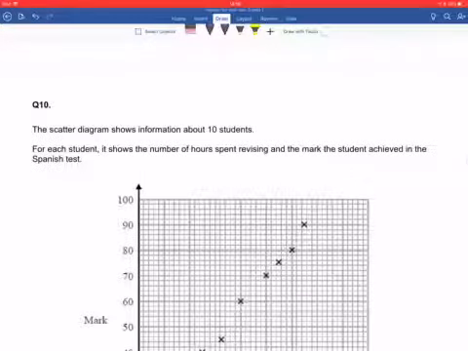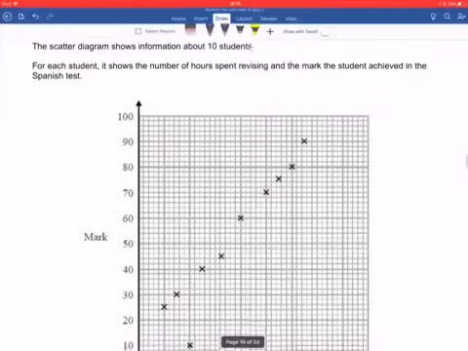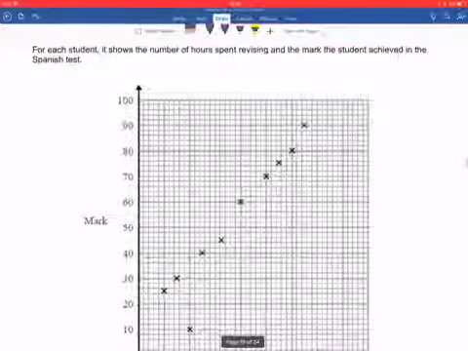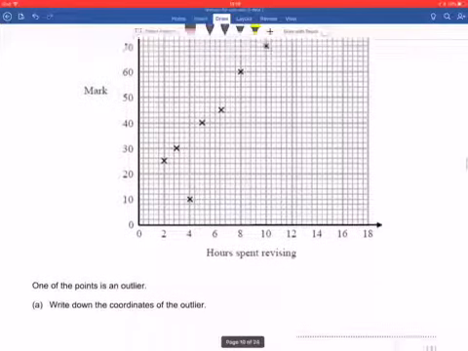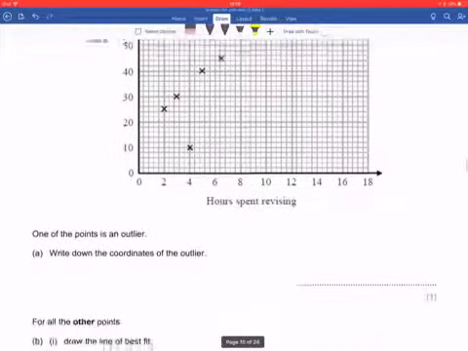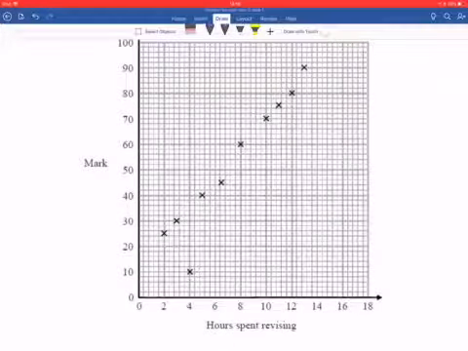Right, scatter graph shows some information about 10 students. For each student, it shows the number of hours spent revising and the mark they achieved in the Spanish test. So, it's showing exactly what I say. The more you revise, the better you do. So, write down the coordinates of the outlier. Okay, so it's the one that sticks out on its own. Are you happy? It's quite obvious that this one is the one that's sticking out on its own.